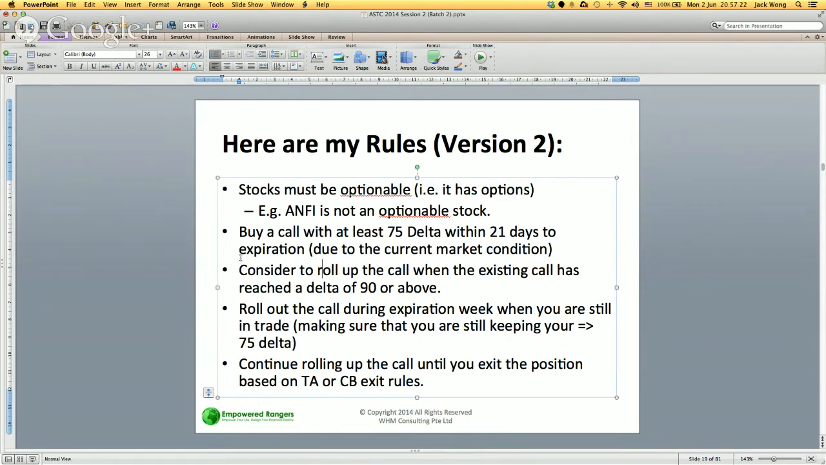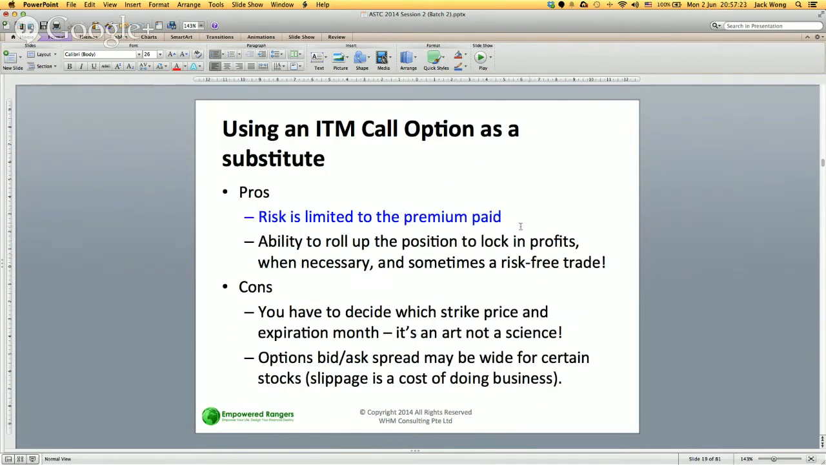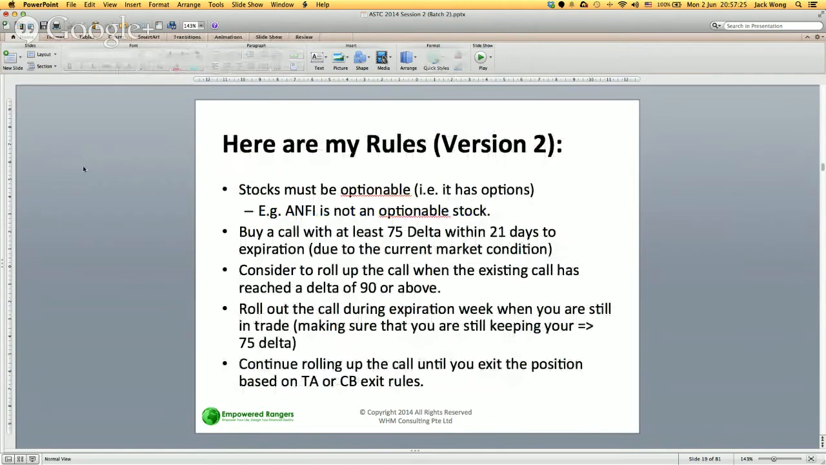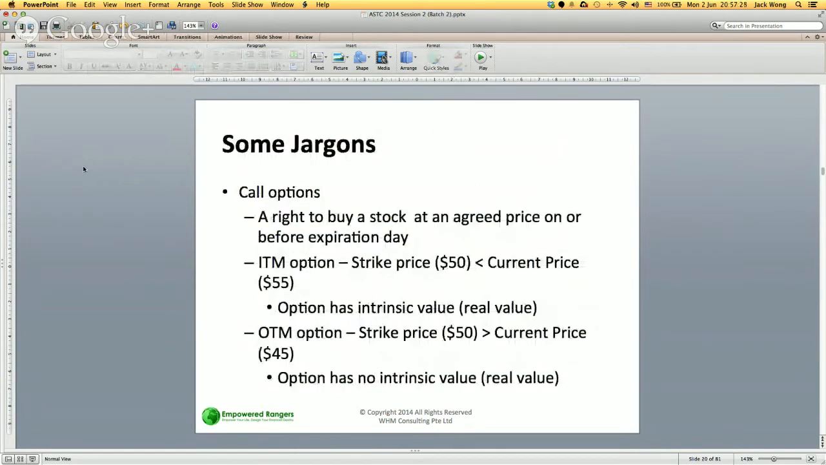Okay, so the next thing I would like to show you is jargon. What are some of the jargon? Unfortunately, when we deal with options, we have to have some jargon. So what's call option? Call option is a right to buy a stock at an agreed price on or before expiration date. This is a very straightforward definition.